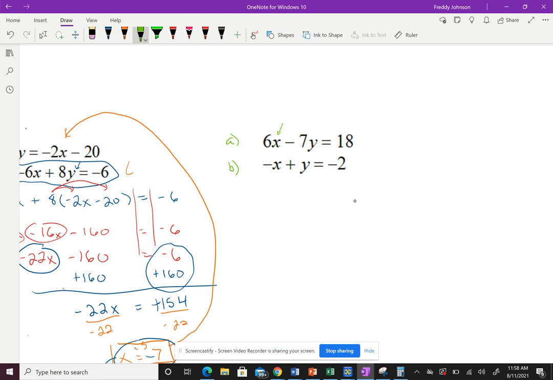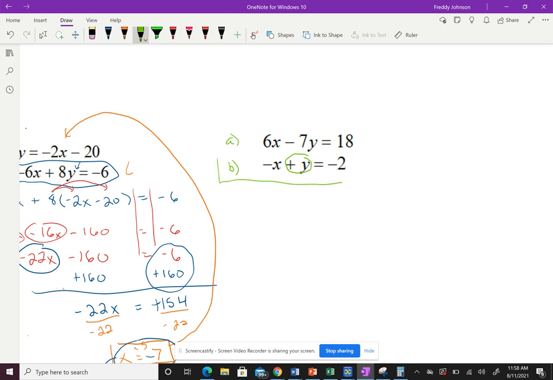Just look, this x has a number in front, this y has a number in front, this x has a negative in front, this y has nothing. So what I do is I always look through and try to find the easiest one. This y doesn't have really anything attached to it. So I'm going to get that y by itself.